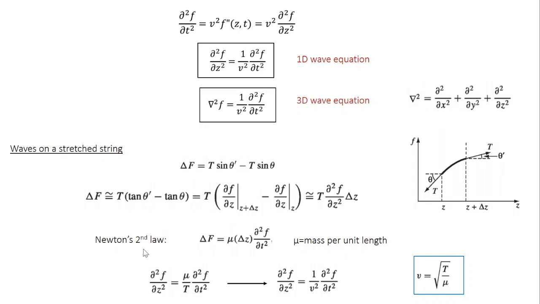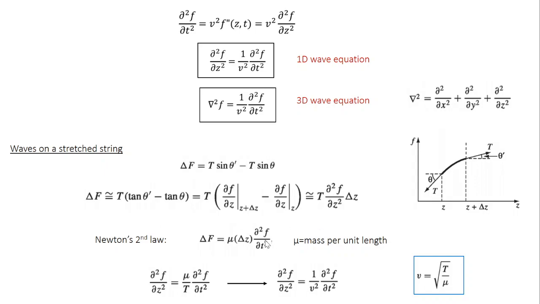From Newton's second law, we know that force is nothing but mass into acceleration. If μ is mass per unit length, and the length of the segment is Δz, then μ into Δz is the mass. f is the displacement. The second derivative of displacement gives you acceleration. So force can be written as μ Δz ∂²f/∂t². You have two expressions for the force.